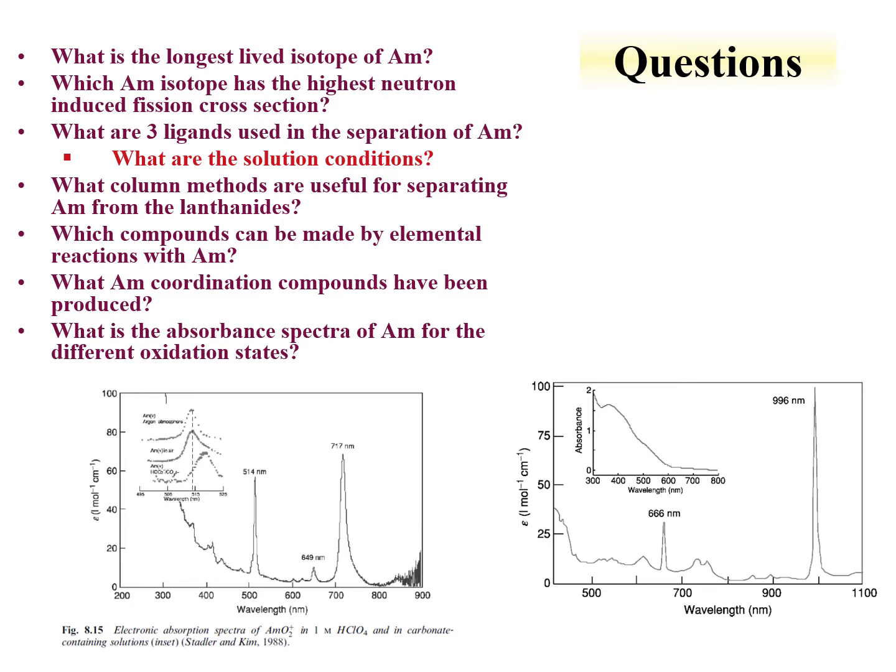And what are the absorbance spectra for americium and for the different oxidation states? And here we have an example of two. This is americium 5. We see some indicative peaks, particularly here at 514. And then for americium 6, we see this peak near 1000. And if we had americium 3, we would see a peak that would be closer to 500. So there's a smaller peak, about 503 for americium 3.